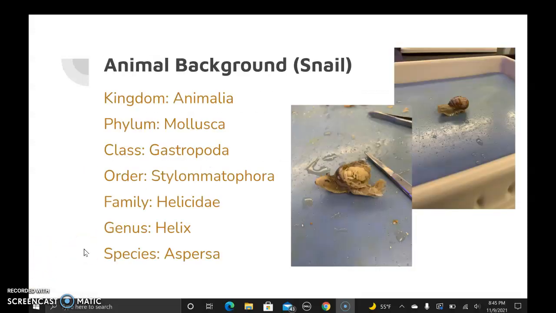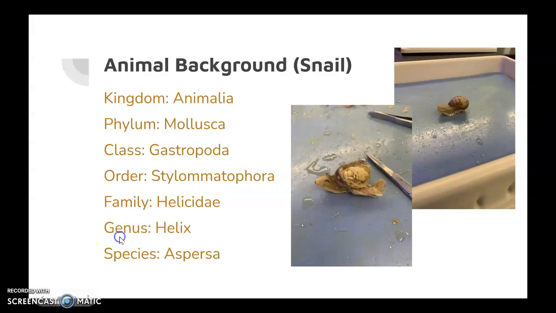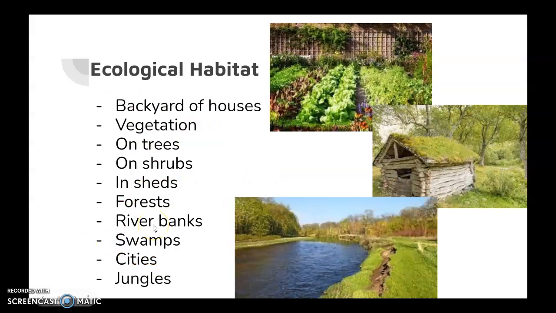The snail's kingdom is Animalia, phylum Mollusca, class Gastropoda, order Stylommatophora, family Helicidae, genus Helix, species Aspersa. The ecological habitats are backyards of houses, vegetation, on trees, on shrubs, in sheds, forests, riverbanks, swamps, cities, and jungles.